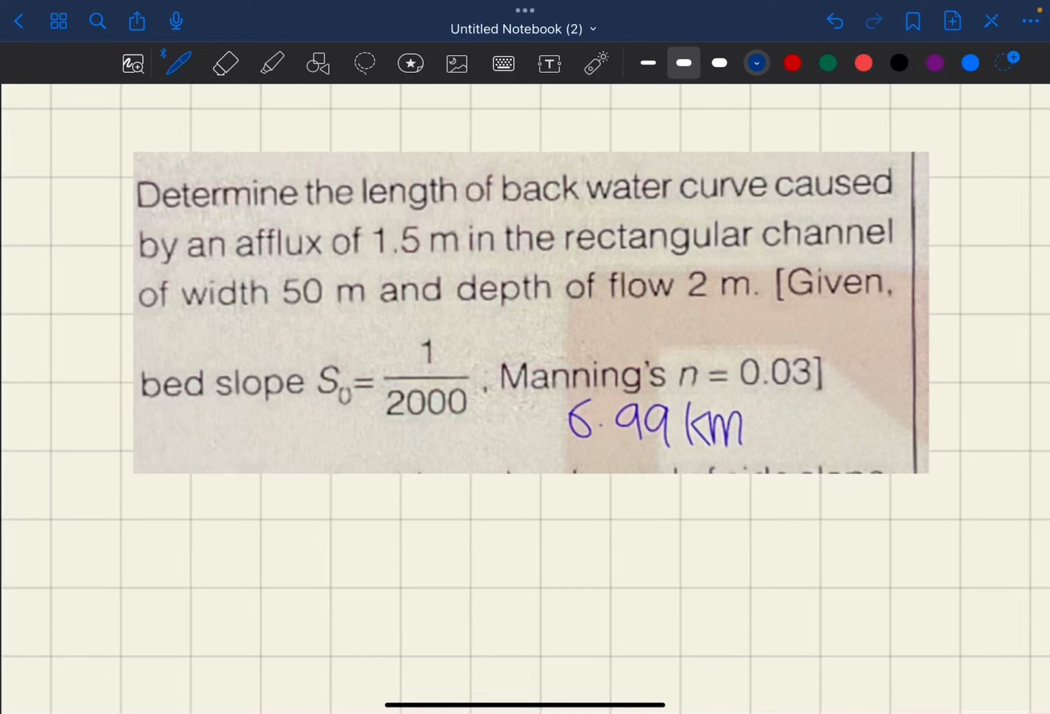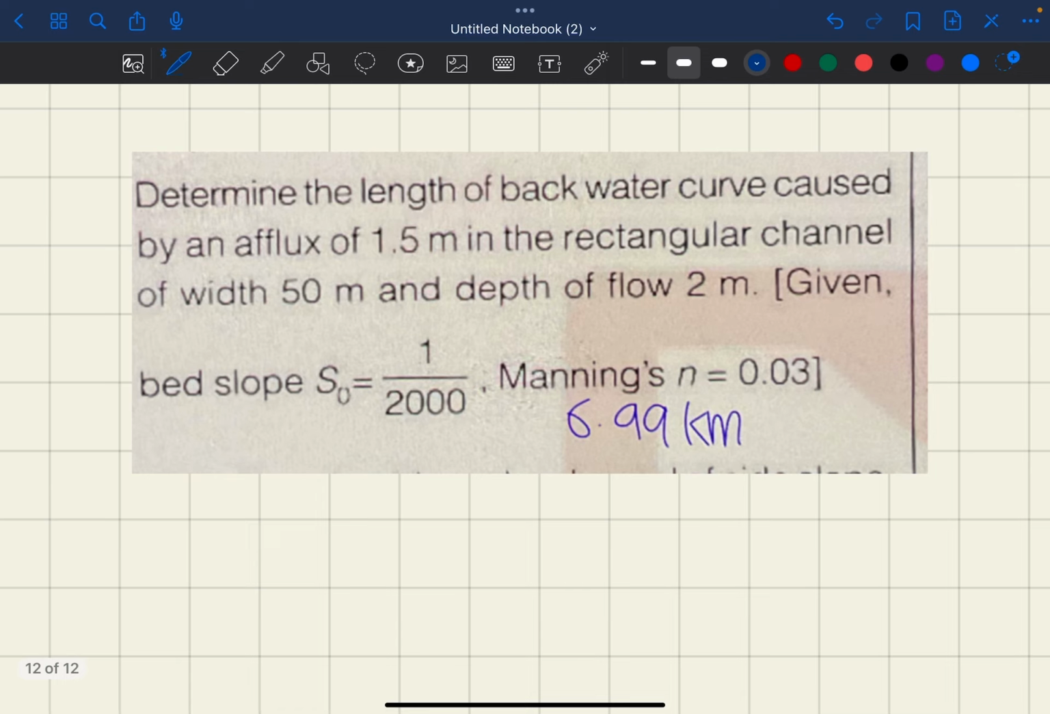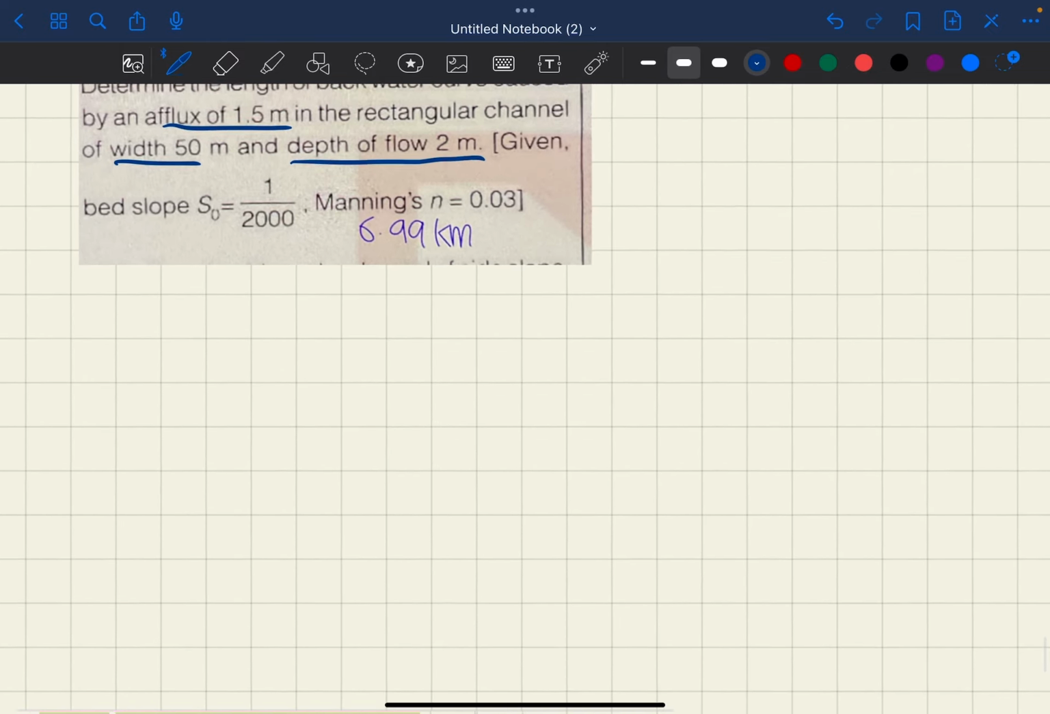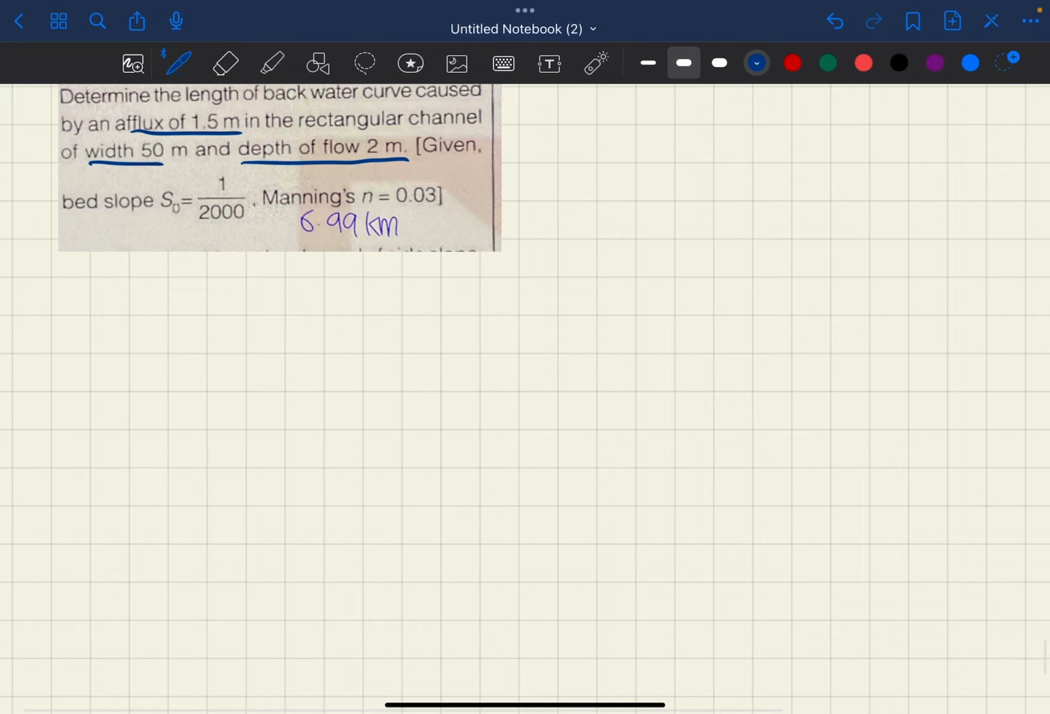To solve this question, determine the length of the backwater curve caused by an afflux of 1.5 meters in a rectangular channel with a depth of flow of 2 meters and width 50 meters. So first we should know what the question is asking.